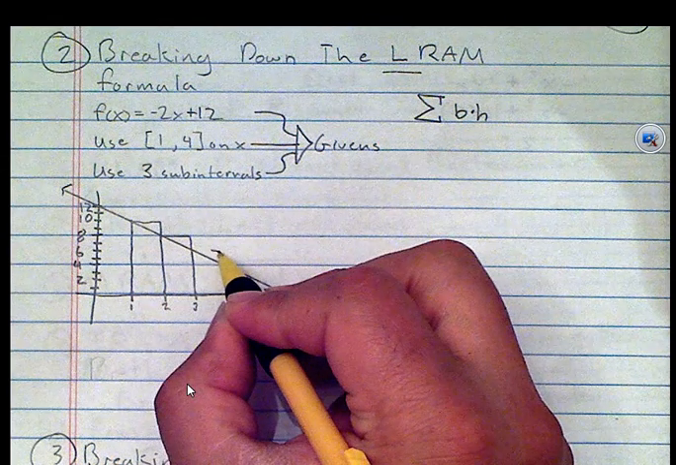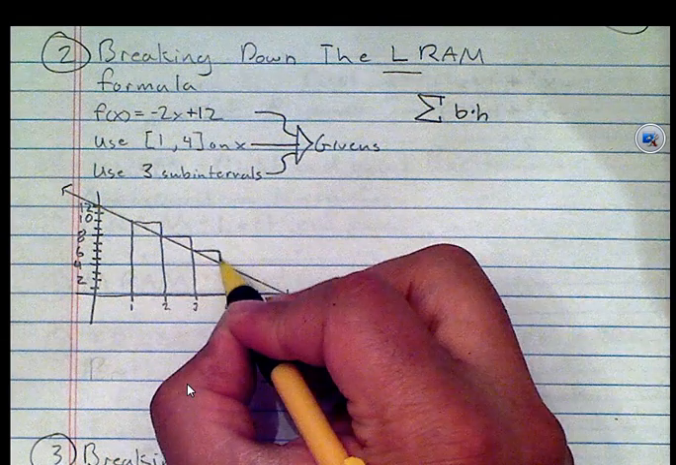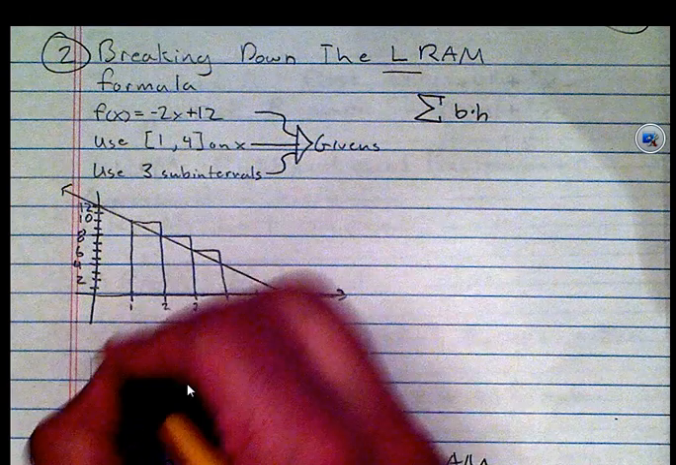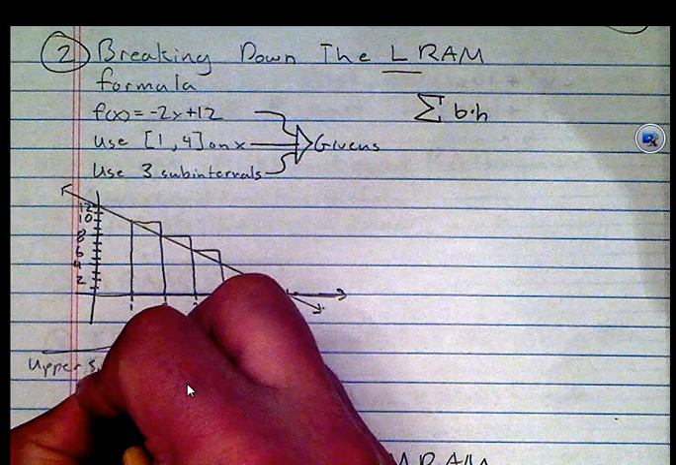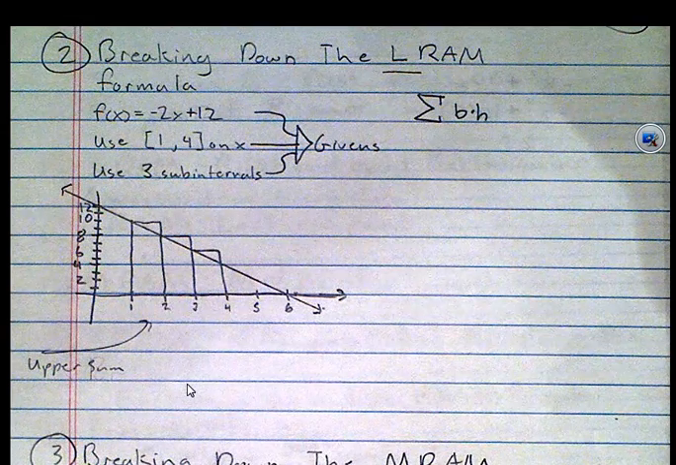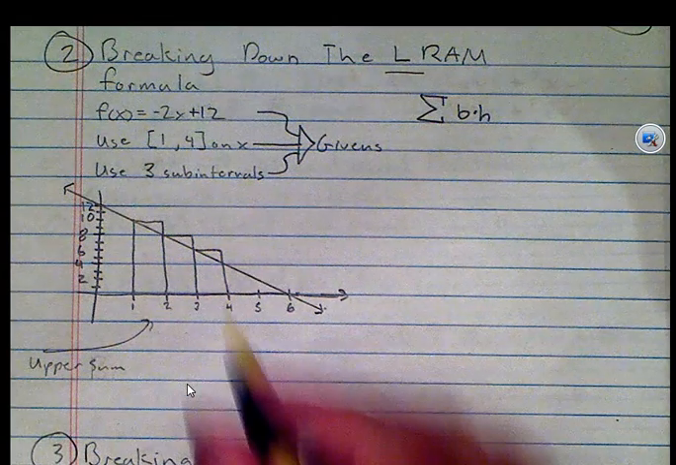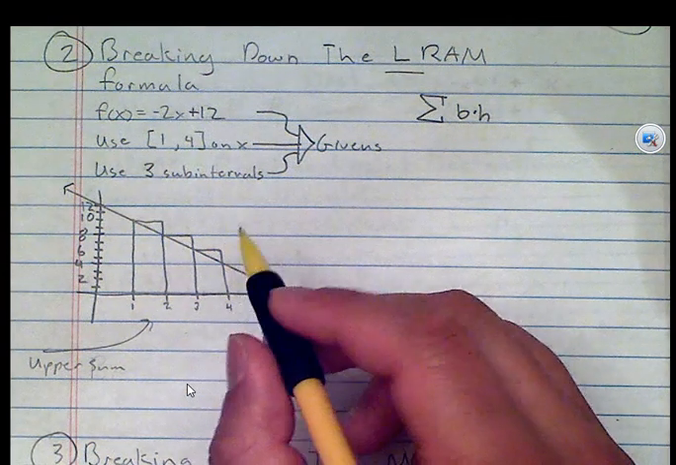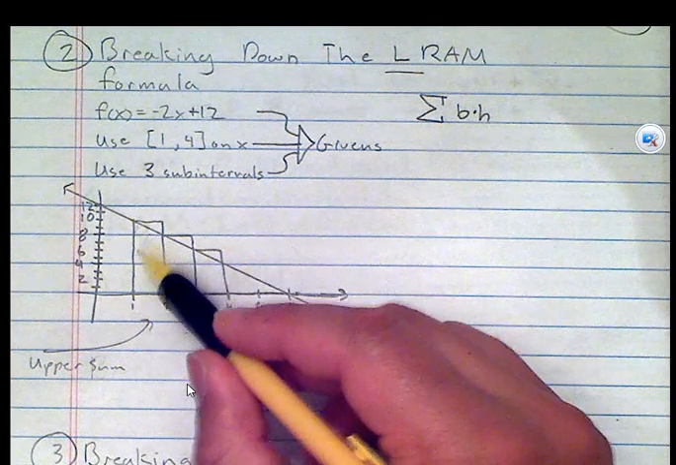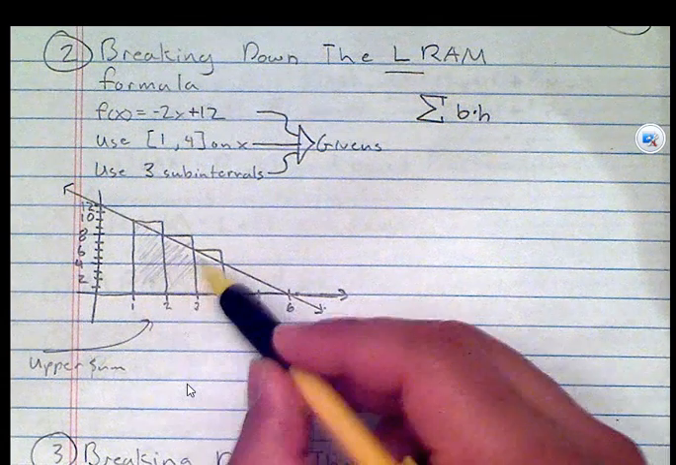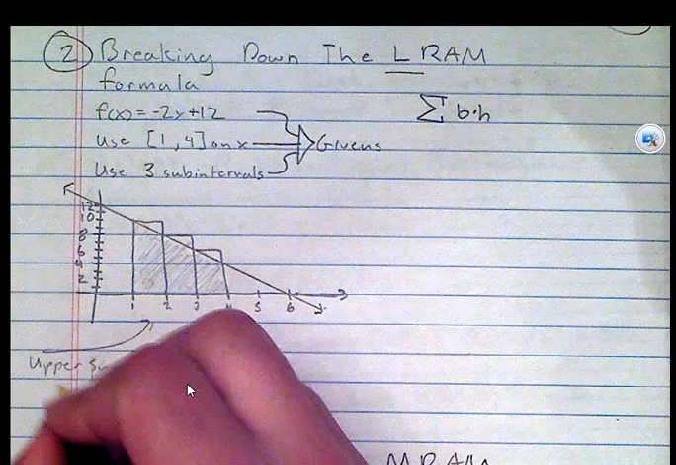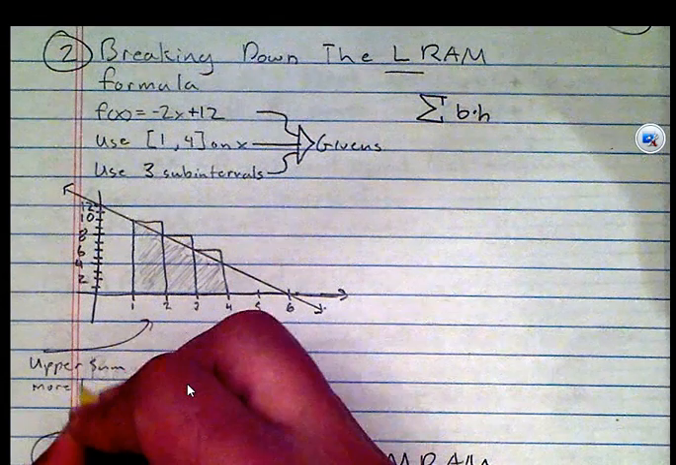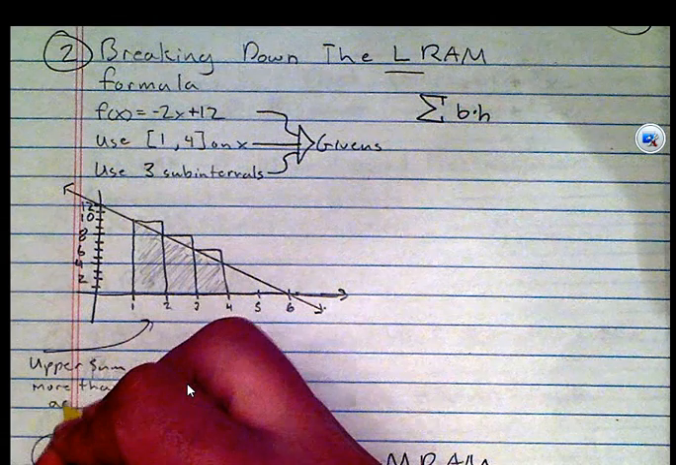This is called an upper sum. It's an upper sum because I know that this area is going to be more than the actual area under the curve. If you shade in the actual area under the curve, it's more than the actual area.